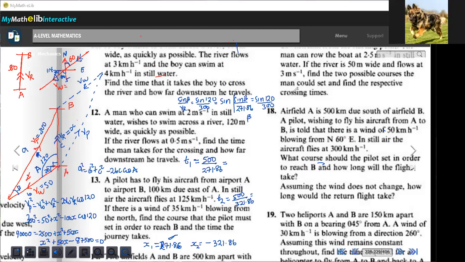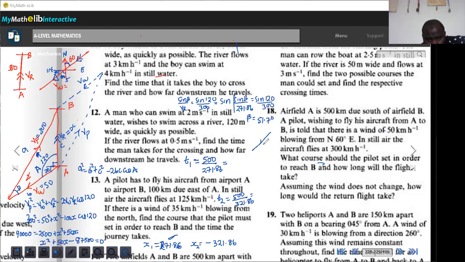51.7. Now, the challenging bit here, we need to analyze. Now, let's take a look at this. We have a V of the wind. Then we have a VP. But this angle we have seen is 51.7.